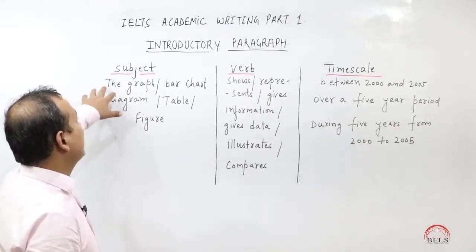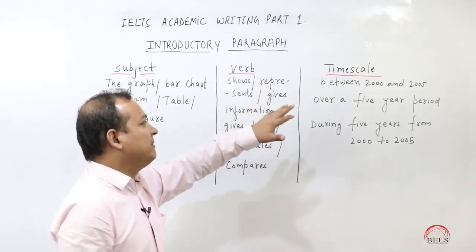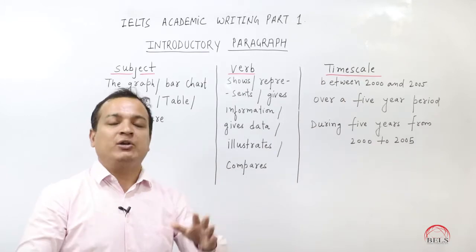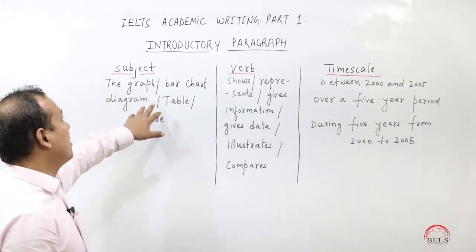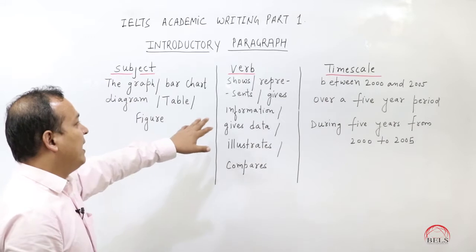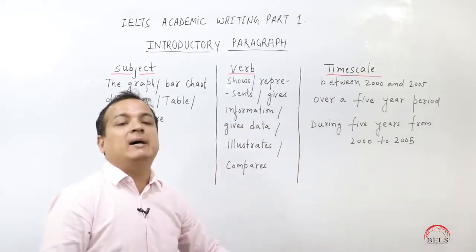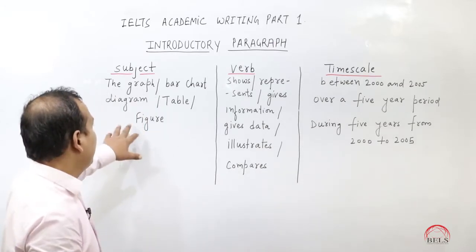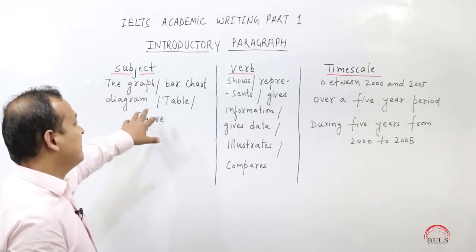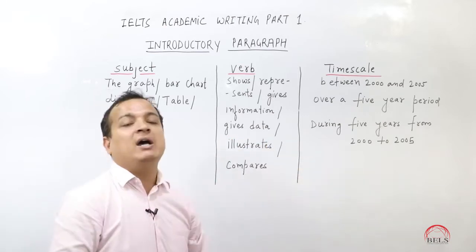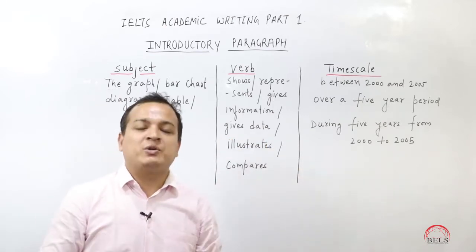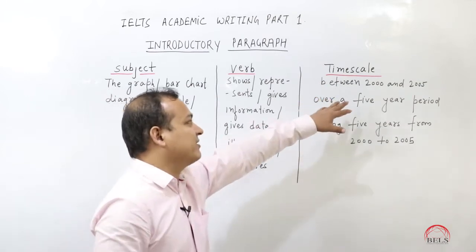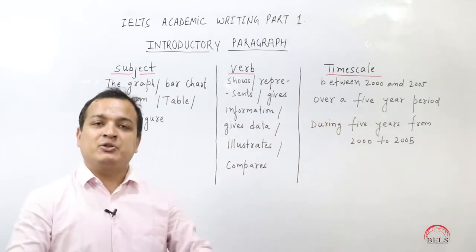If there is a graph, you can say the given graph shows the fluctuation of whatever the topic is that you're getting. In that case, you have to carry on. If there is a bar chart, you can say the given bar chart gives information about whatever the topic is. Then you have the table. If there is a table, you can say that the given table gives data about the immigration going on in the UK from India and China in the respective years 2000 and 2005. So anything you can use.